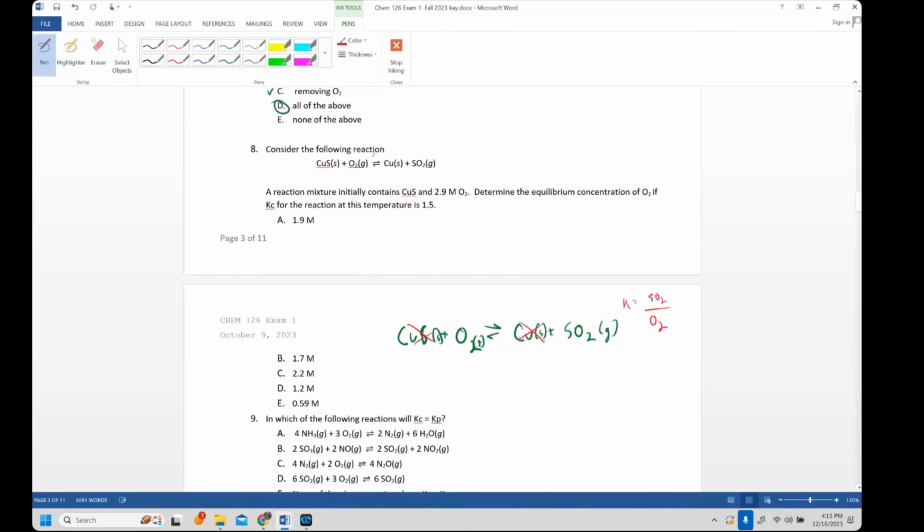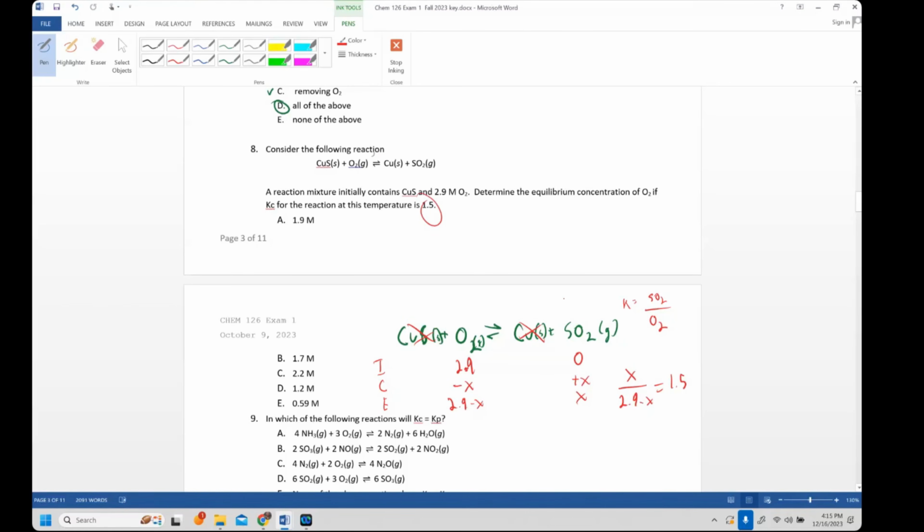And you notice I'm using Christmas colors? That was intentional. So, ICE chart. Initial concentration of O2 is 2.9. For SO2, it's 0. Then we are going to be losing some O2. It will be converted to SO2. 2.9 minus X, and then we have X. Then we can simply plug that into the equilibrium expression. We get X divided by 2.9 minus X equals 1.5, which is the K value that's given right here. And you can solve for X and get something.